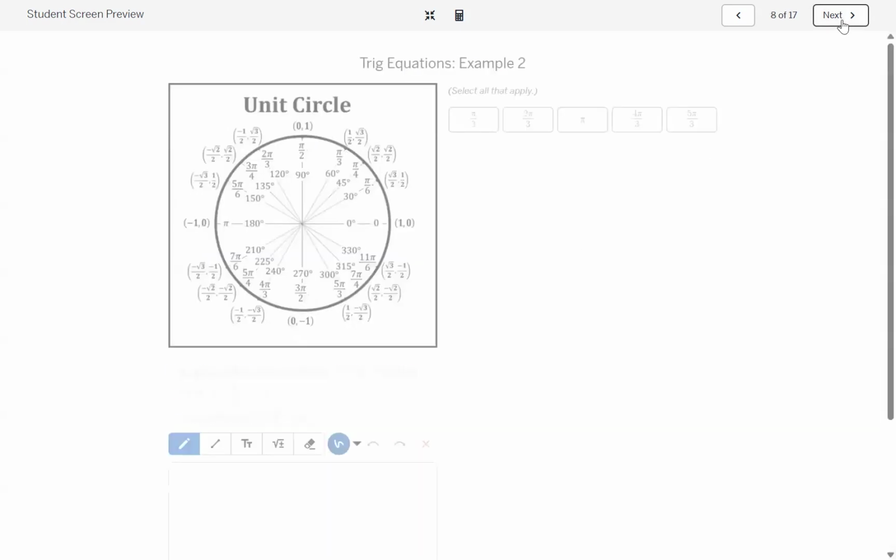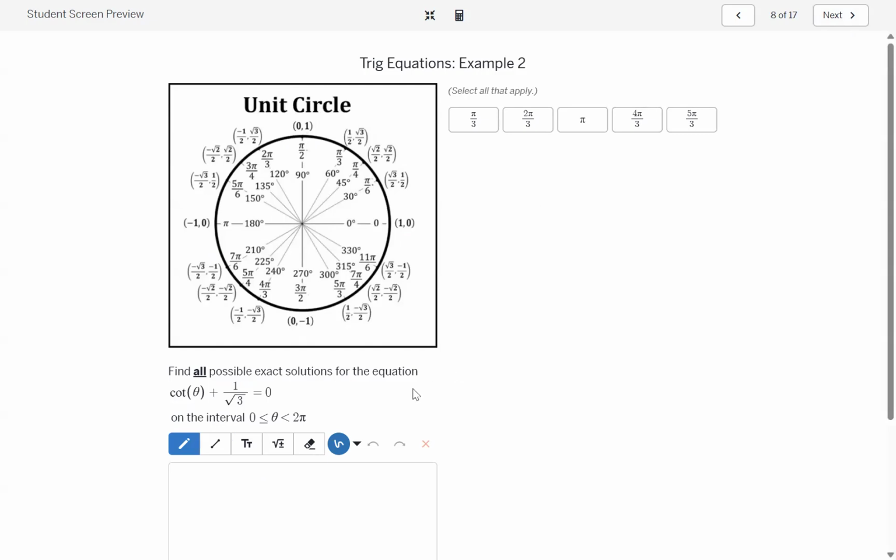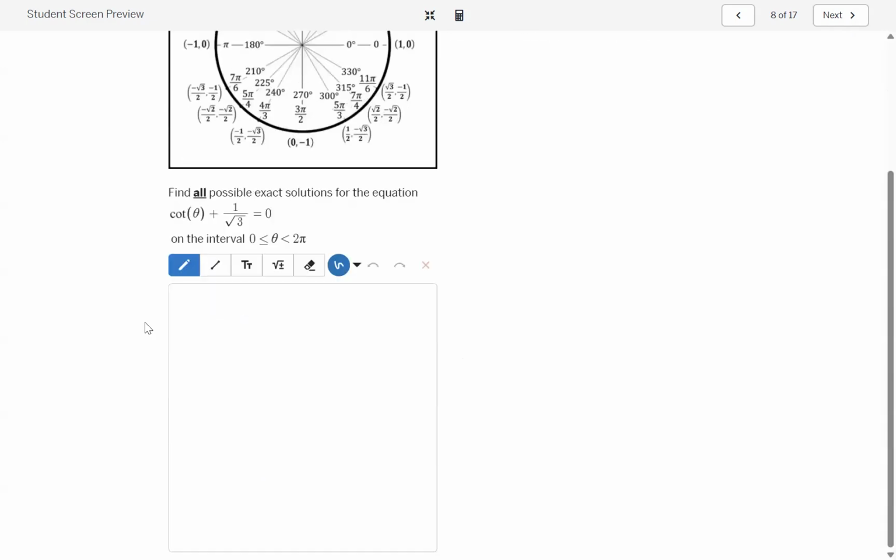All right, let's look at the next one. So now, a lot weirder. Now we have the cotangent of theta plus 1 over the square root of 3 equals 0. So we're going to have to think a little more about this one. But cotangent of theta, I can minus that 1 over the square root of 3 to the other side.